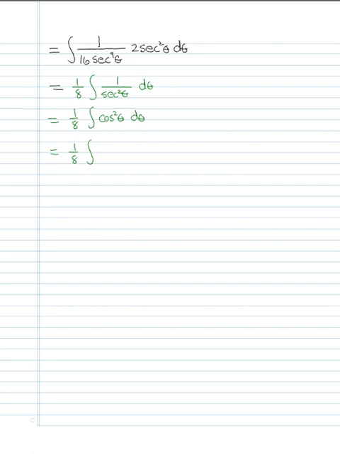Well, we're going to have to deal with integrating cosine squared theta by using a power reduction formula, aren't we? So we're going to write cosine squared theta as 1/2 times 1 plus cosine of 2 theta.